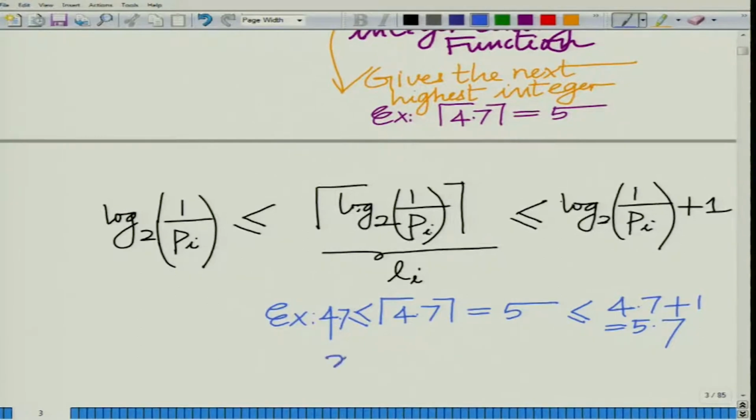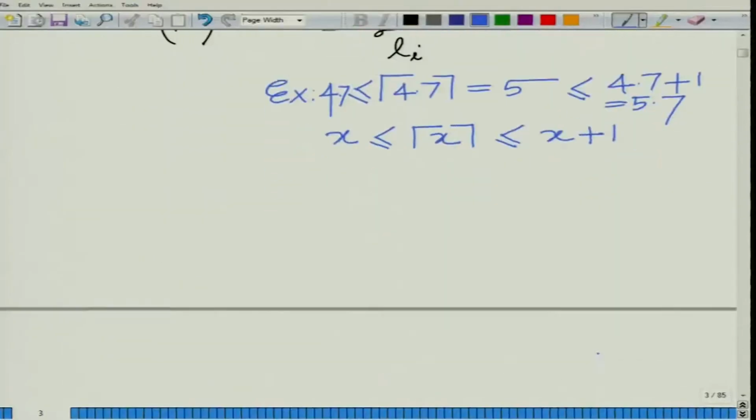So we have the inequality that x is less than or equal to ceiling of x, which is less than or equal to x plus 1. Naturally, because the ceiling of x is the next highest integer, so it is greater than or equal to x, and the next highest integer lies within a distance of 1 from the given quantity. So it is obviously less than or equal to x plus 1.